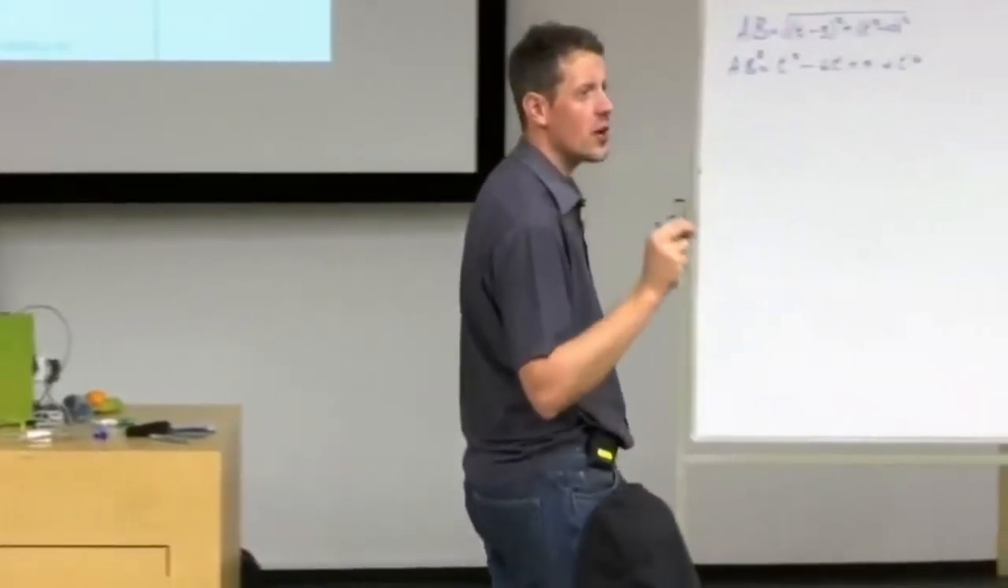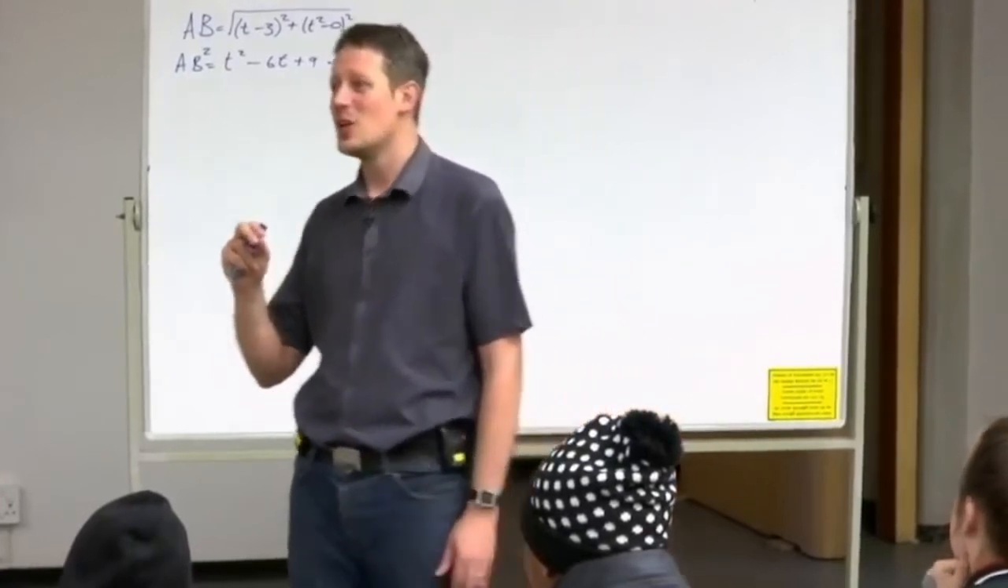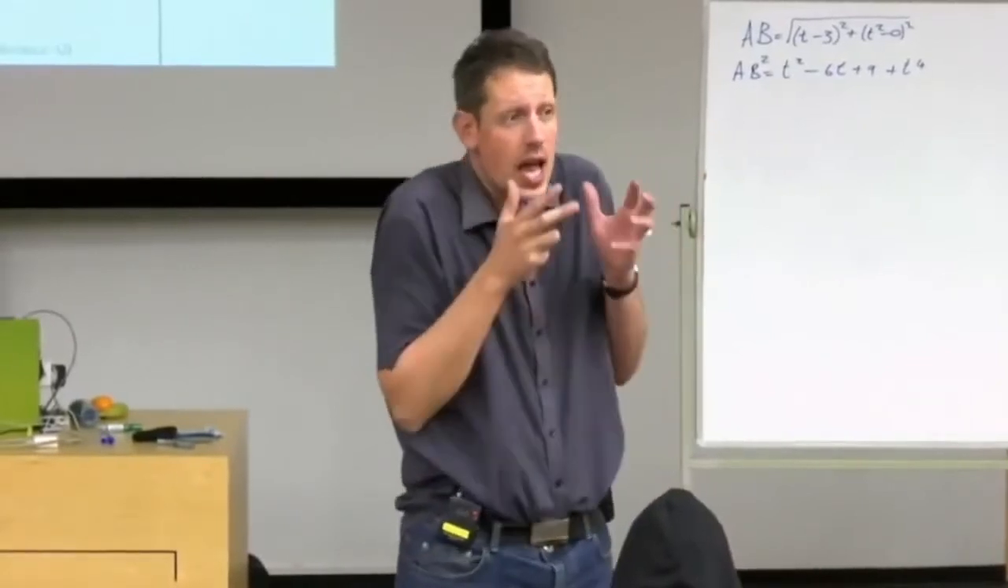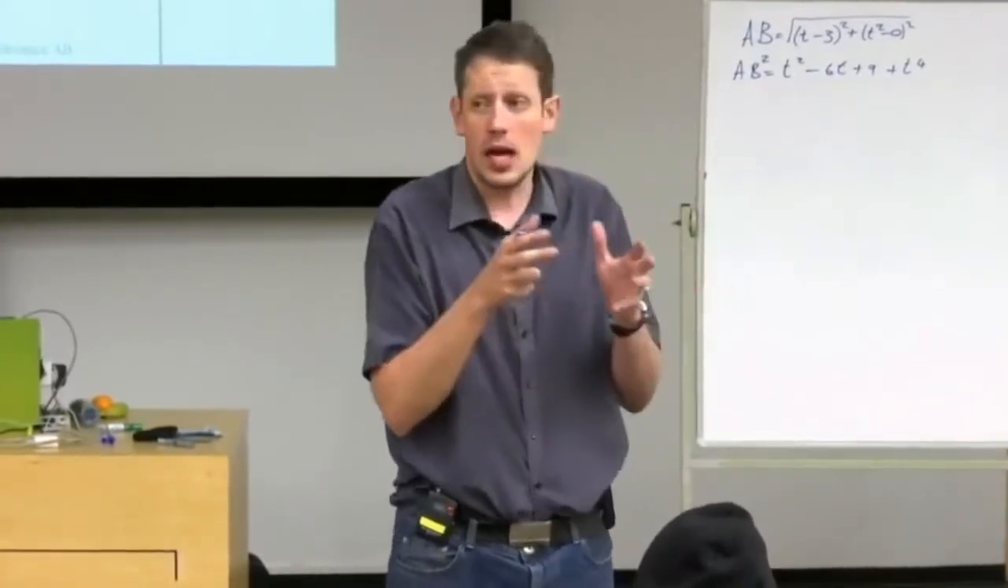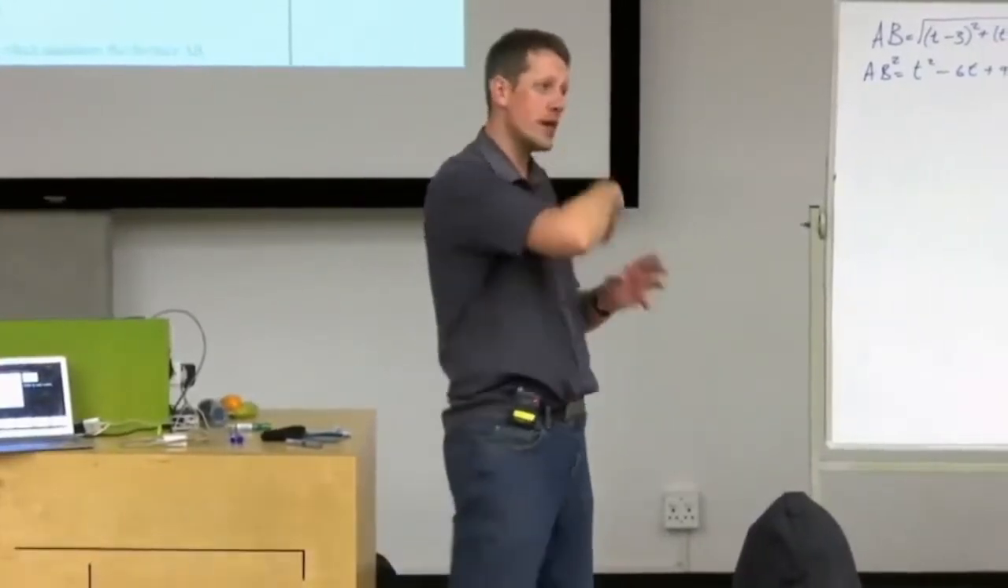If I minimize AB squared, do I also minimize AB? What do you guys say? If I make a square at its minimum, do I make the original also at its minimum? And the answer is yes. So the logical leap of faith is that I'm not going to try and get AB alone. I'm going to try and get AB squared and differentiate that.